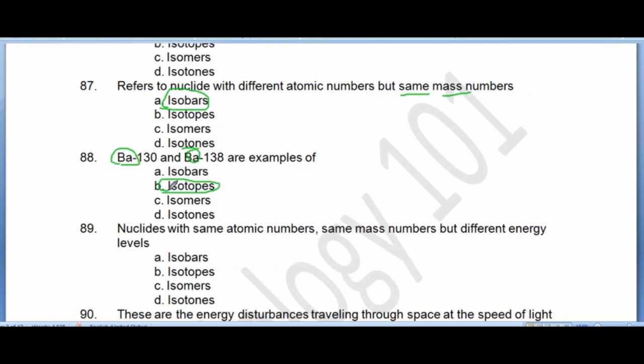Nuclides with the same atomic number, same mass number, but different energy: isomers. So, nakaka-follow pa po ba? Okay. So, number 90.